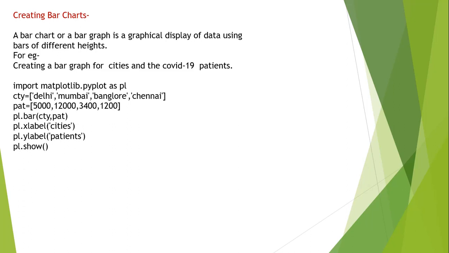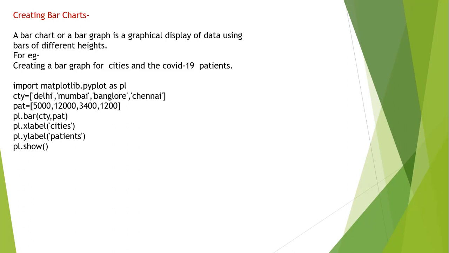For example, creating a bar graph for cities and COVID-19 patients. As you know, right now the coronavirus outbreak is going on. So you would have seen in the newspapers and news channels that different graphs are shown, symbolizing how much threat has been caused in a particular city. So what if we want to plot those values with the help of our program? Okay, so how will we do it?